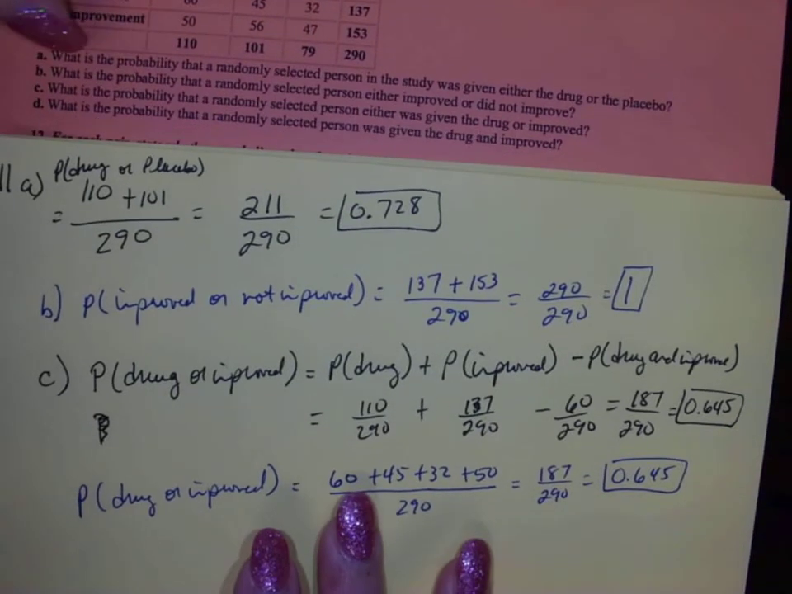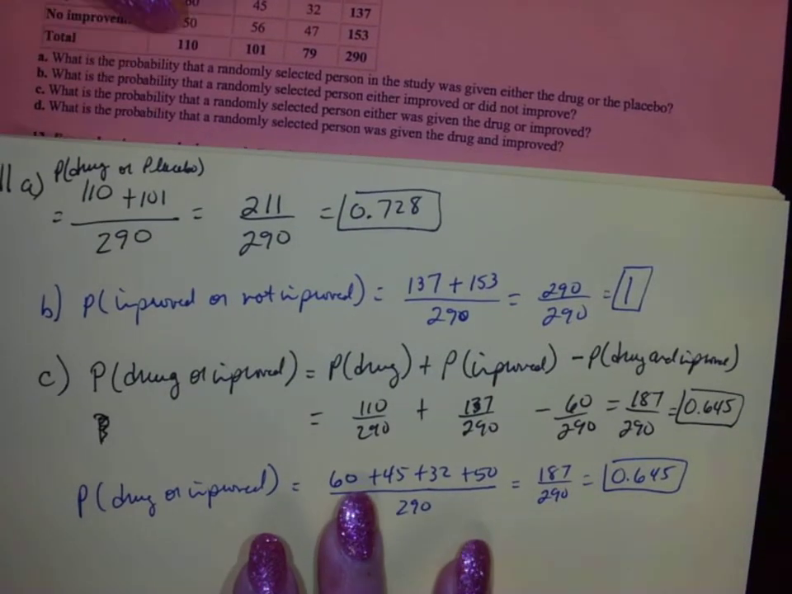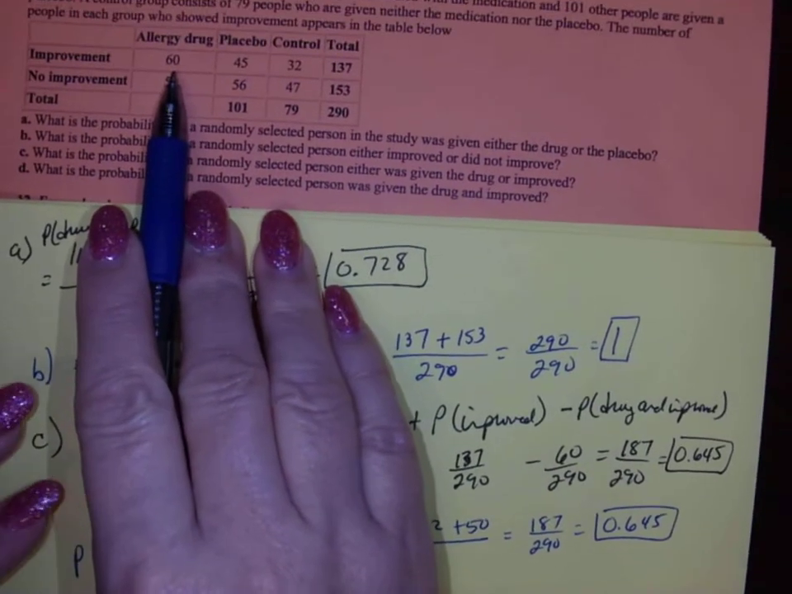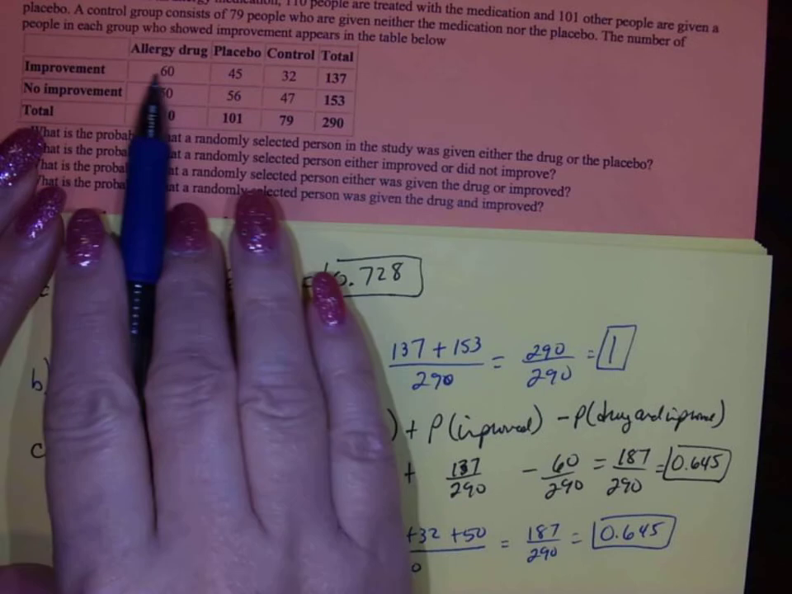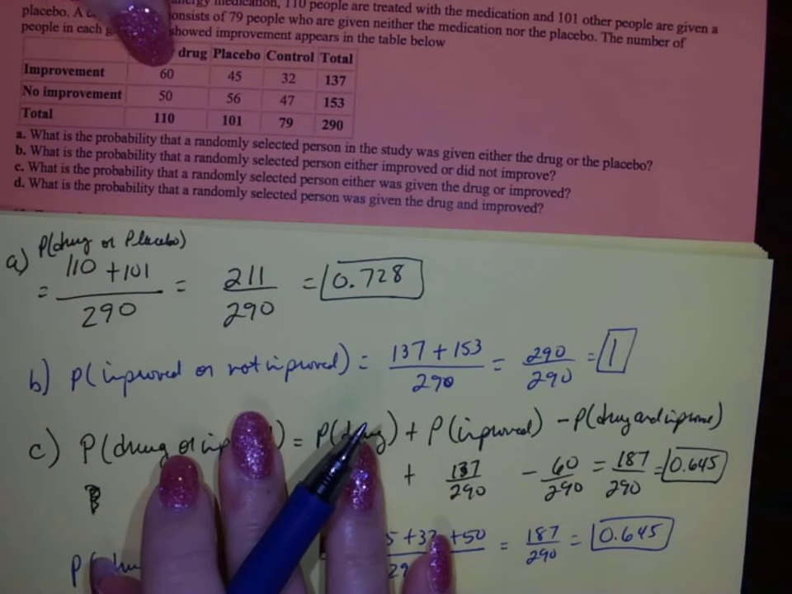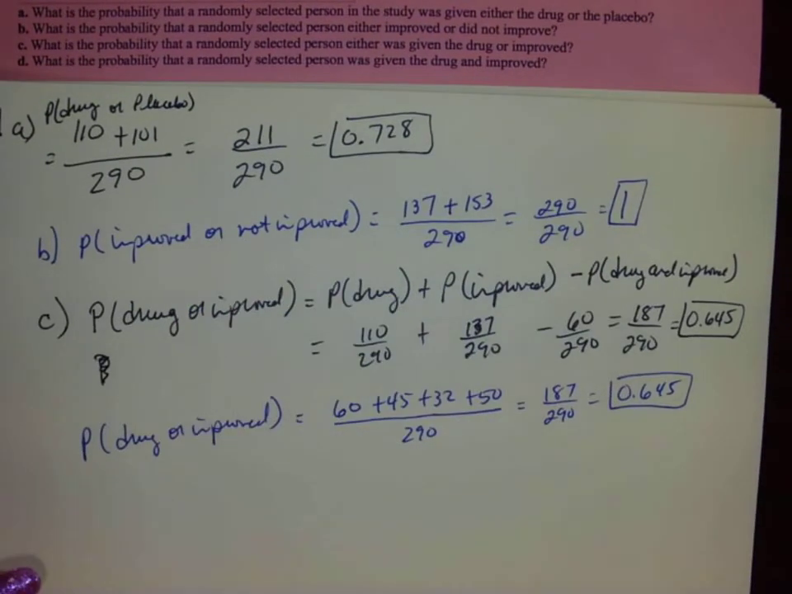All right, the last question is, what is the probability that a randomly selected person was given the drug and improved? So that means we're talking about those who got the drug and they improved. The only one that's happening there is going to be the 60. They improved and they got the drug. That's the intersection part.